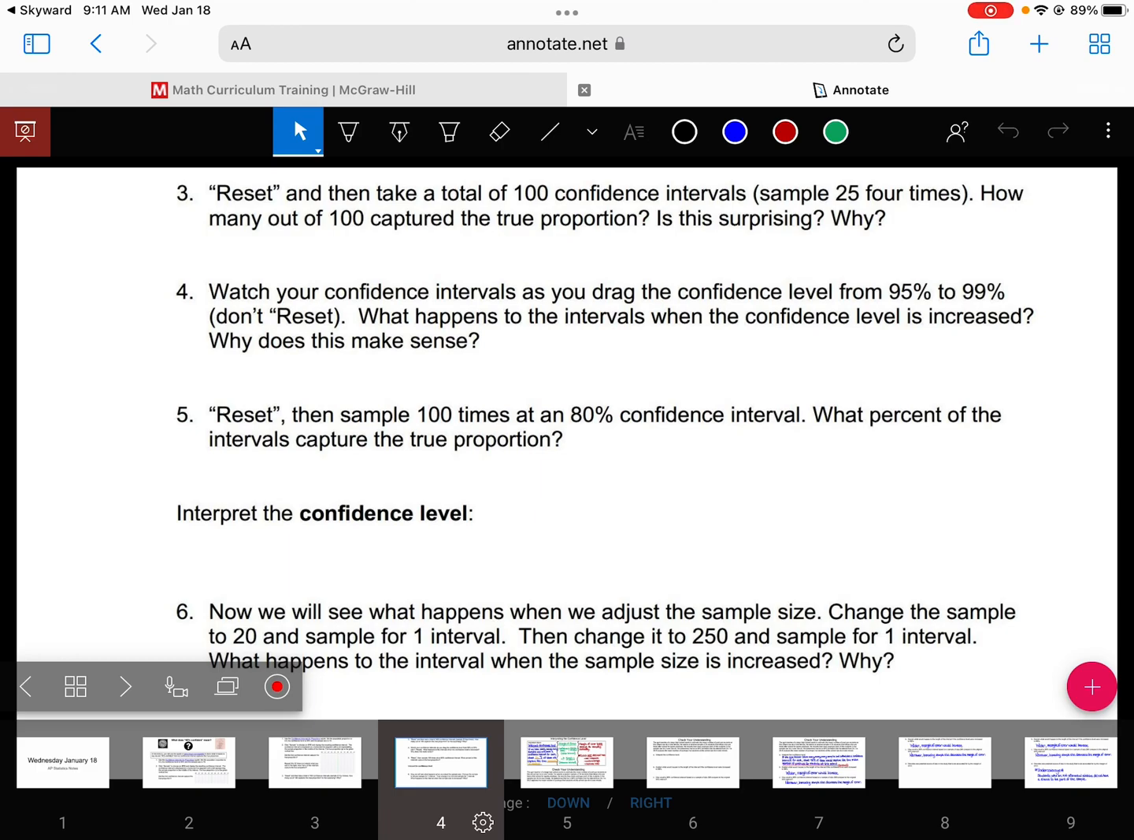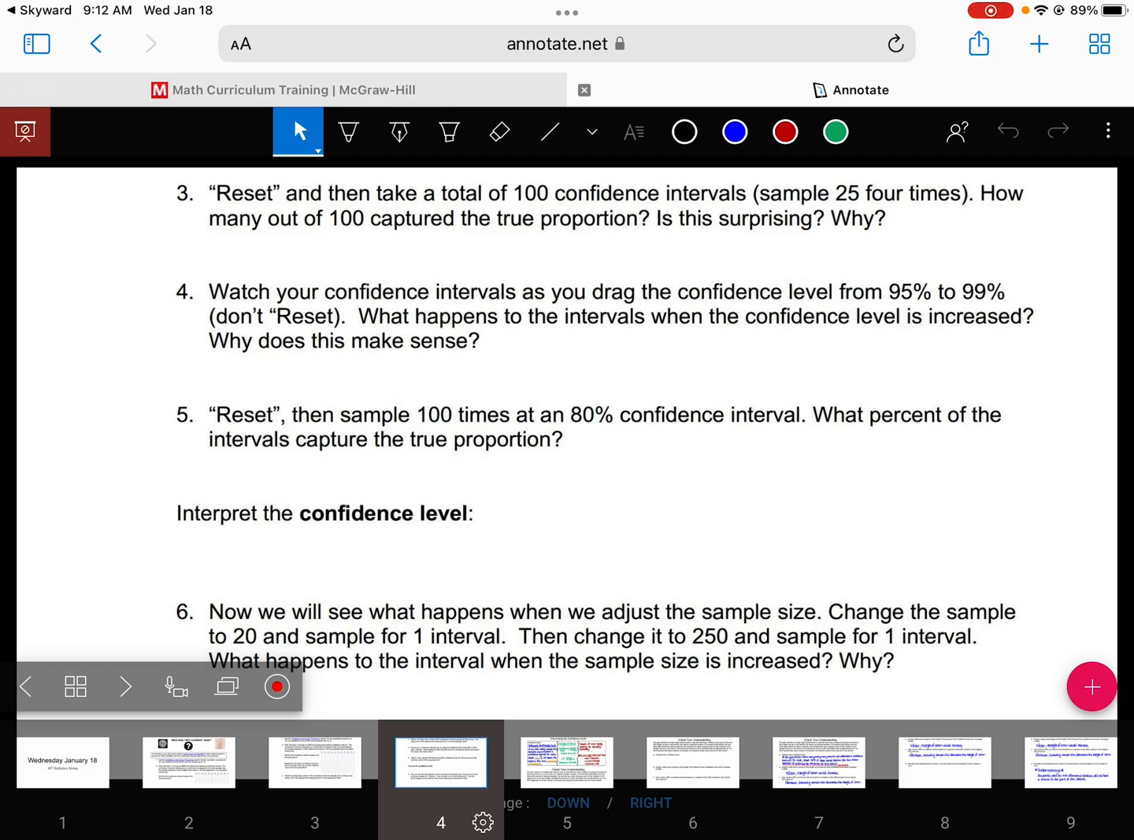I want you to see what happens to your confidence intervals if you drag this little slider for the confidence level over to 99%. What happened to those confidence intervals? What happened to each and every one of them? They got wider. When they get wider, do more of them or less of them capture the true population proportion? More of them. On mine, it went up to 95 out of 100, so almost all of them.